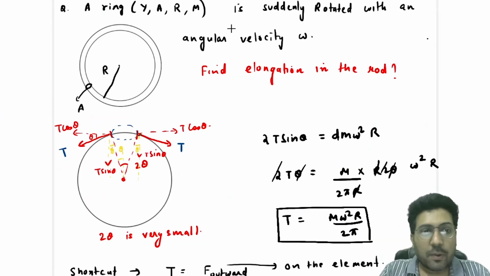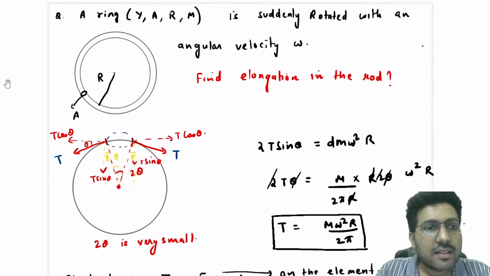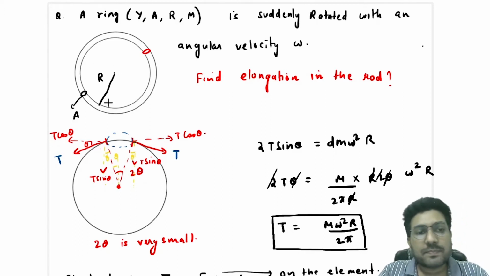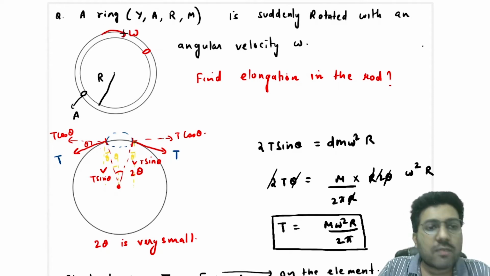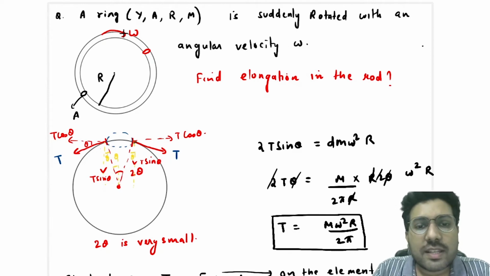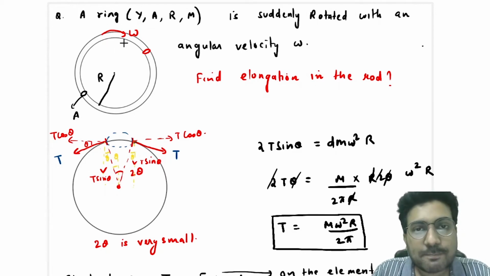Okay, now let us come to the next question. In this question, it is given that we have a ring of Young's modulus Y, area of cross section A, the radius R, and mass m. And it suddenly starts to rotate with an angular velocity omega. So what they are asking you is, find the elongation in this rod when it starts to rotate with an angular velocity omega.